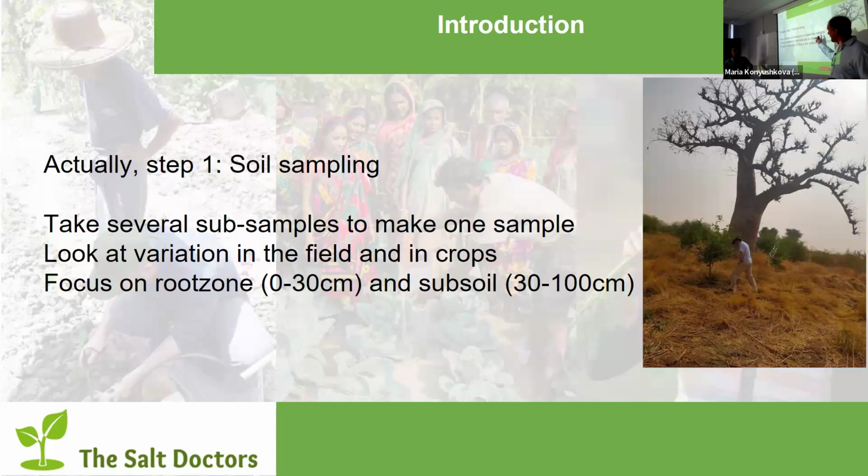So you take several subsamples, you look at variation in the field, you look at the crop performances or different weeds, and you focus mostly on the root zone, let's say the first top 30 centimeters of the soil. But recently, the FAO has a new standard that you also look at the 30 to 100 centimeter. So that's what we're doing as well in our assessments these days. And it makes sense, of course, to look at the subsoil, not just for the salinity, but also to see soil structure, or if you can see layers of where your water level is, your groundwater level. This is me taking a soil sample in front of a baobab. That was in Senegal.